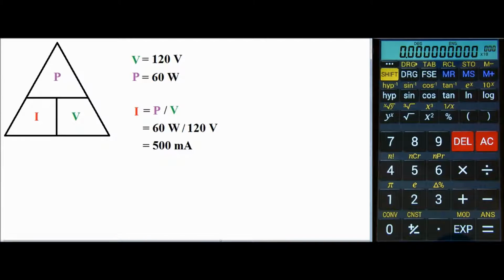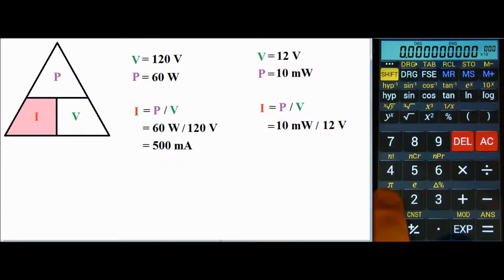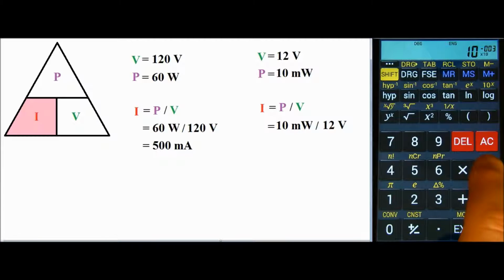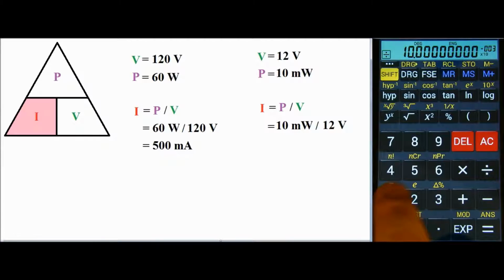Let's look at another one. I have a voltage of 12 volts and a power of 10 milliwatts. So we cover up I, and it tells us that I is equal to P divided by V. We have a P of 10 milliwatts and a voltage of 12 volts. So 10, and because it's milli, it's exponent -3, divided by 12. And our answer is 833.33 microamps.